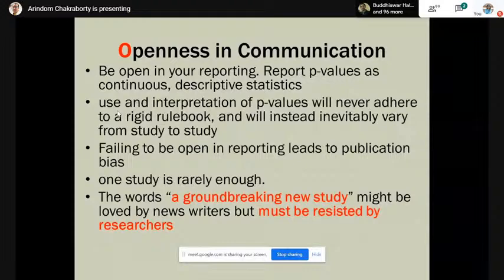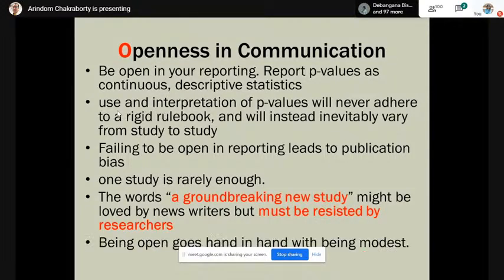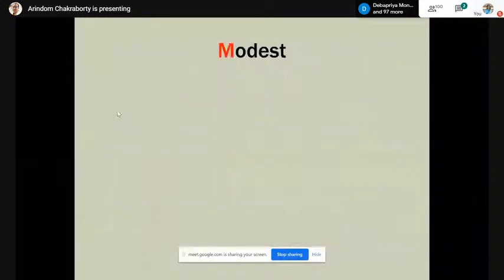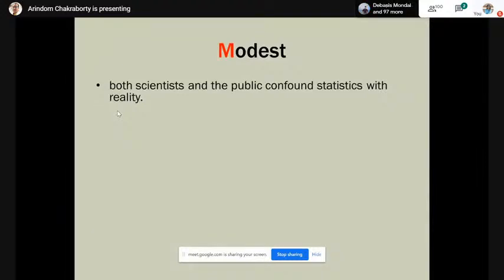This Oxford vaccine trial is one example where the one study has been completed, but they have not introduced the vaccine in the market amidst the pressure. They want more and more evidence. So being open goes hand in hand with being modest. So that is the final part, called modest.